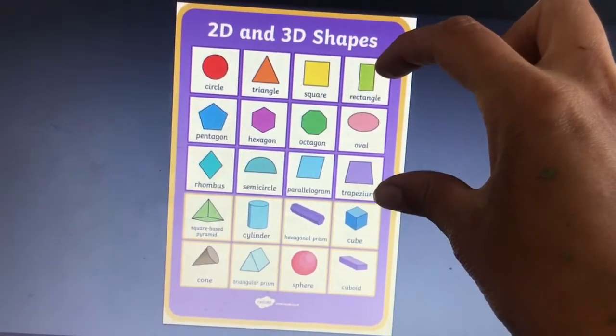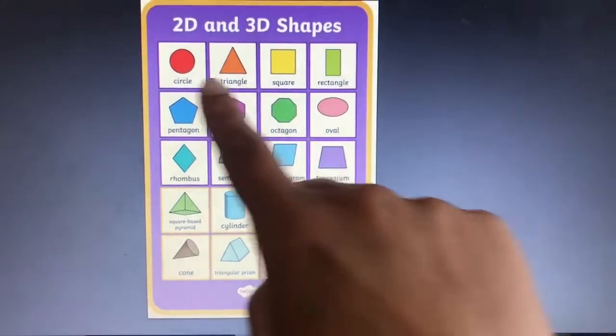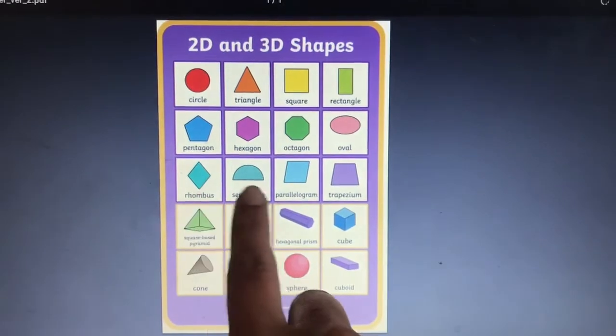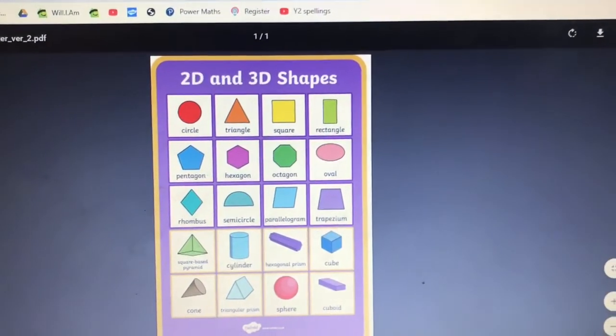There we go. So on the top 3 rows we have got our 2D shapes, and on the bottom 2 rows we have got our 3D shapes. Okay, so we've got circle, triangle, square, rectangle, pentagon, hexagon, octagon, oval, rhombus, semicircle, parallelogram, trapezium. They are 2D shapes and they are flat.